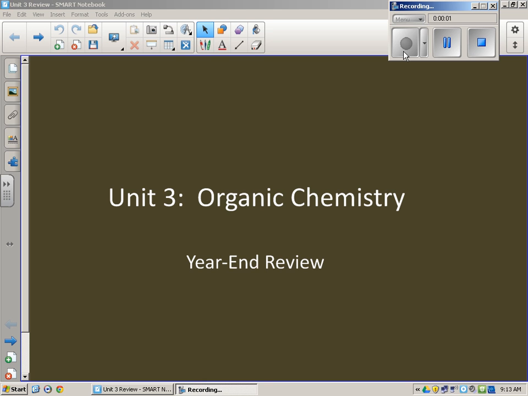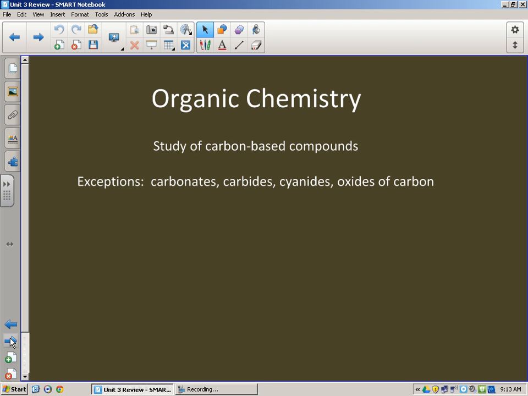Look at organic chemistry here. It's the study of carbon-based compounds. Things that are not organic chemistry are carbonates, so anything with CO3 2 minus. Carbides, so that's the C2, I believe that's a 2 minus there. Cyanides, for example, CN minus, part of an ionic compound.